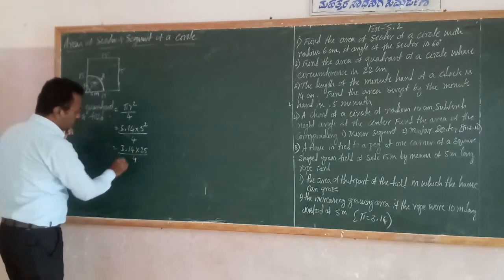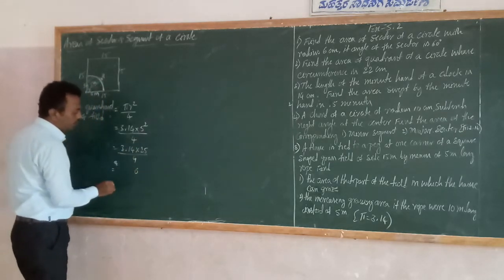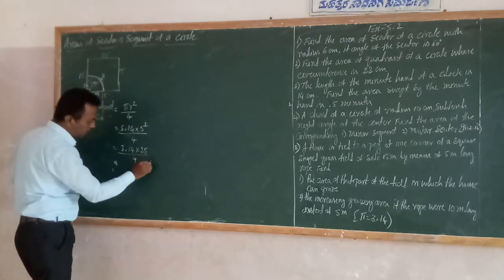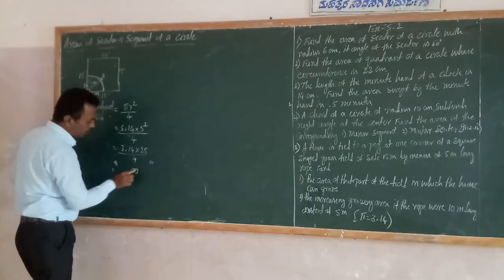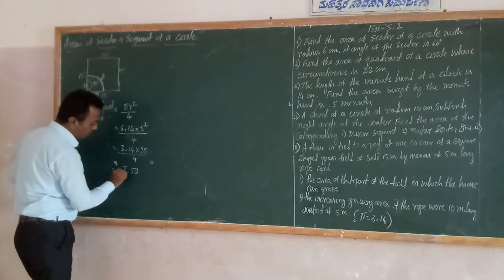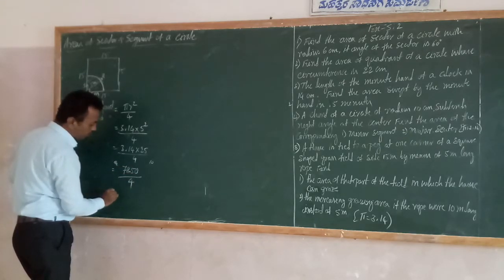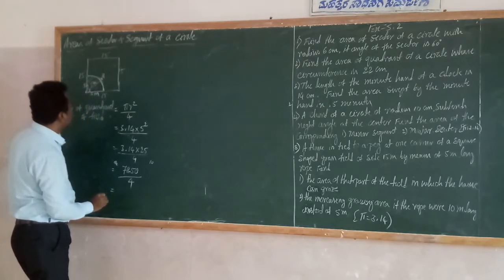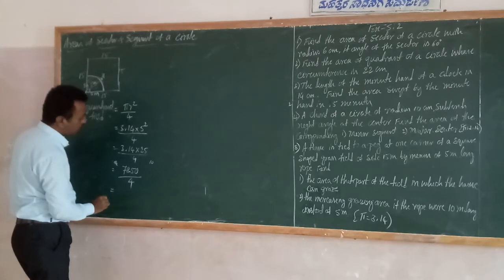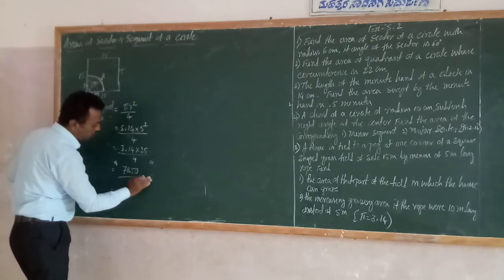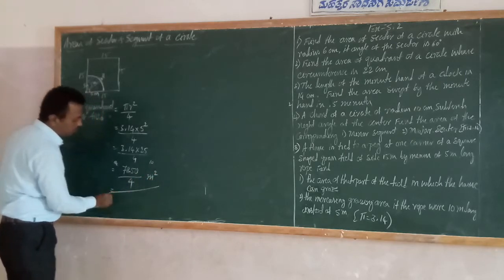25 fours are 100. 25 fives are 125... so 78.50 divided by 4. Okay. Next, this is meter square.